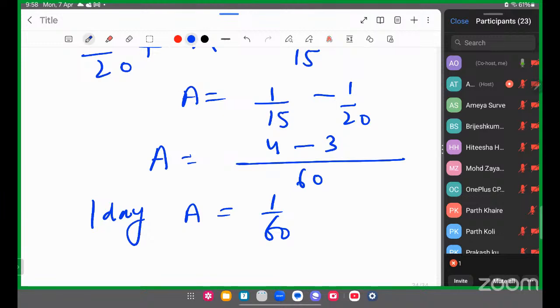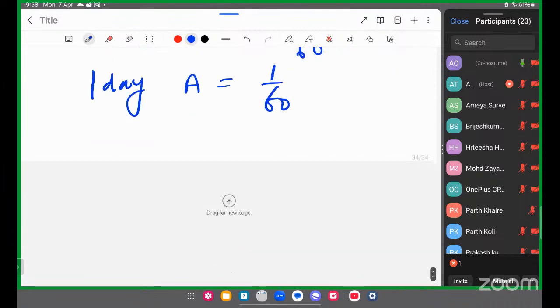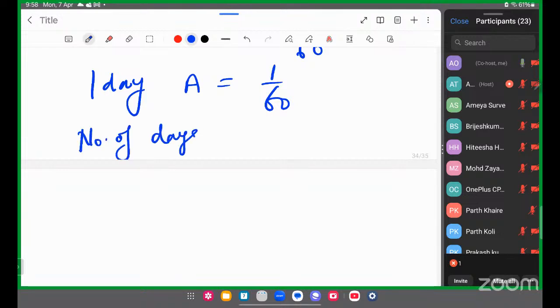Now we know the work done for 1 day and I want to know the number of days. I already told you, just reciprocate it. So the number of days taken by A to complete the work will be. Understood or any doubt?